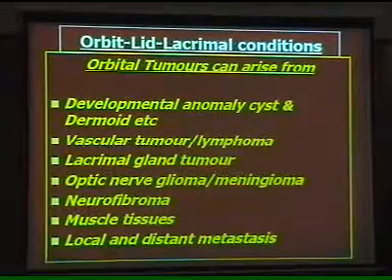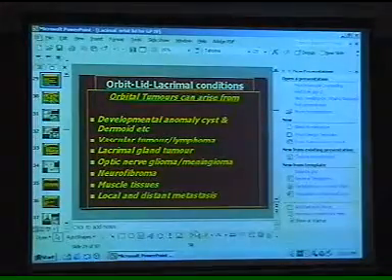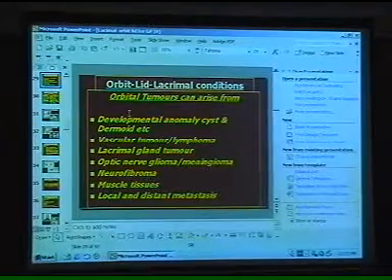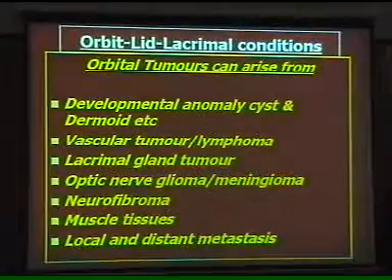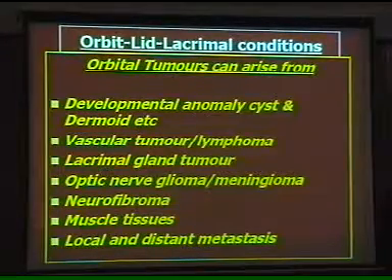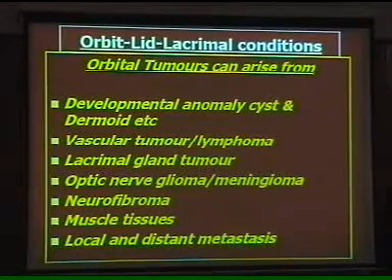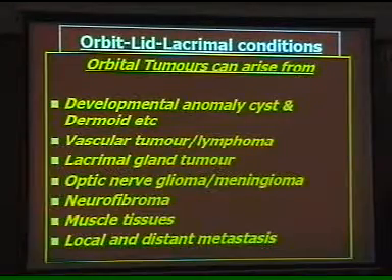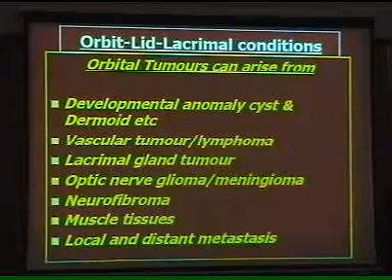Now, a little bit on the orbital tumor. Not frequently, but of course one gets these orbital tumors in clinical practice. There could be a developmental anomaly or cyst or a dermoid. Vascular tumors are very common that we see in small children. These tumors grow out with age. By the age of 8 to 10 years, these small vascular tumors disappear. There could be lacrimal gland tumor, meningioma, and other tumors.